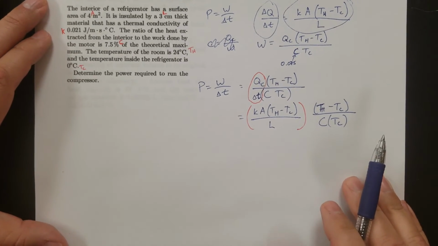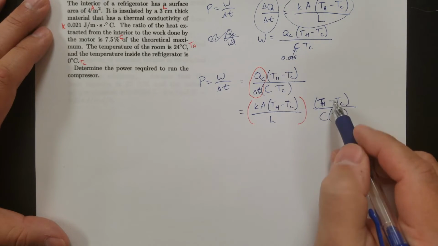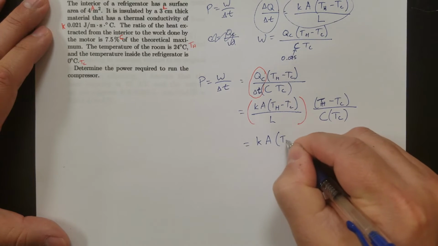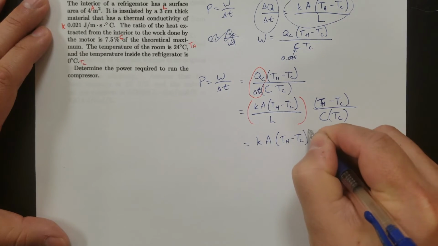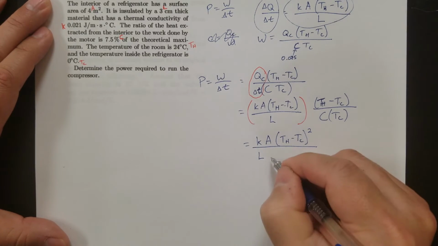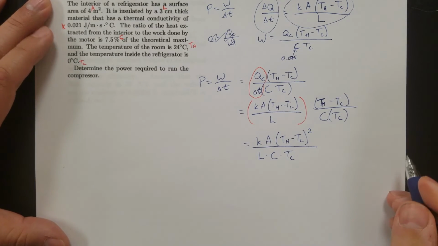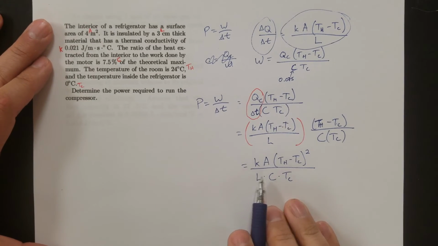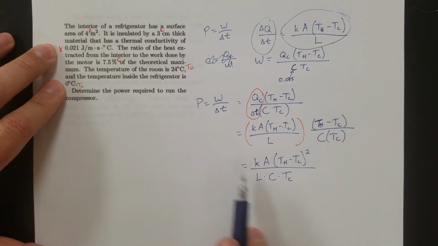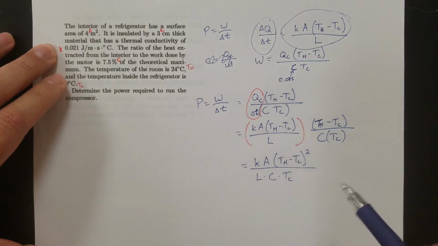Okay, so now let's combine some stuff. I'm just going to multiply. That's the same thing, so it's going to be squared, right? So that's K times the area times hot minus cold quantity squared, because that times that, divided by thickness times the coefficient times my cold temperature. And let's see if I know everything. K, area, hot, cold, L, coefficient, temperature cold, yes.